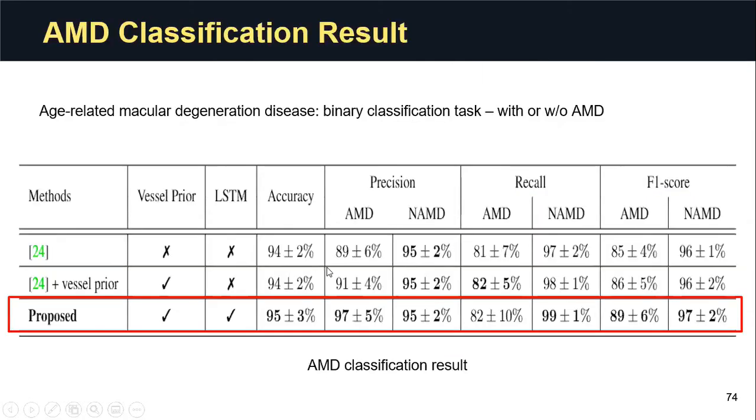So for AMD classification, which is binary classification, from this quantitative result, we can see that the proposed method outperforms the competing method, especially on the AMD precision by at least 60% here. And we can see that even without the proposed network, by adding the vessel prior, it also outperforms the original network.